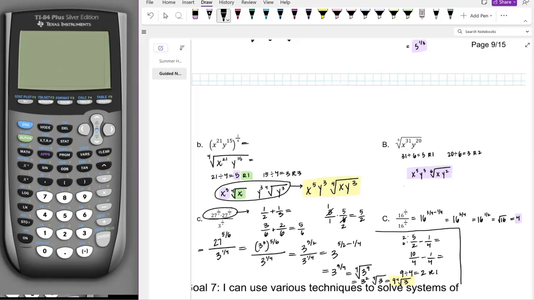You really have to be a pro at your rules of exponents, so if you're not quite up to date on those, go back and review them. You need to remember when to subtract the exponents, when to add the exponents, when to multiply the exponents. So go back and practice those if you need to.